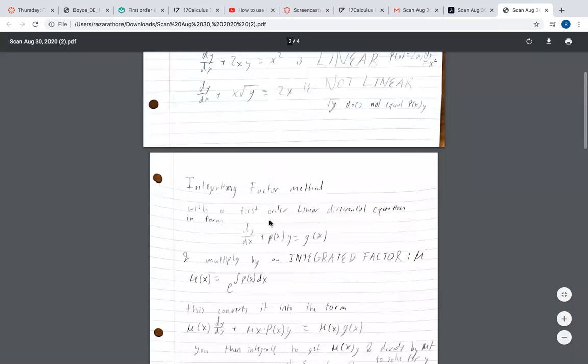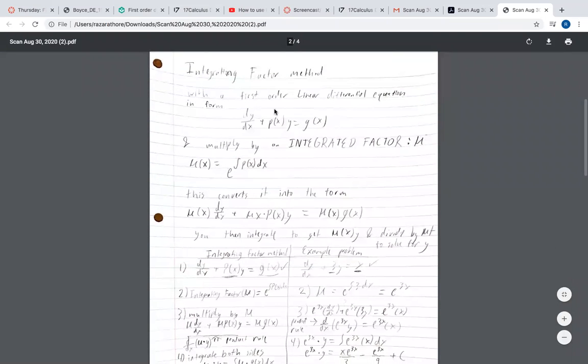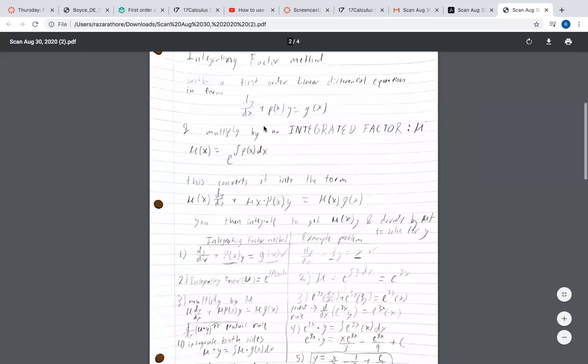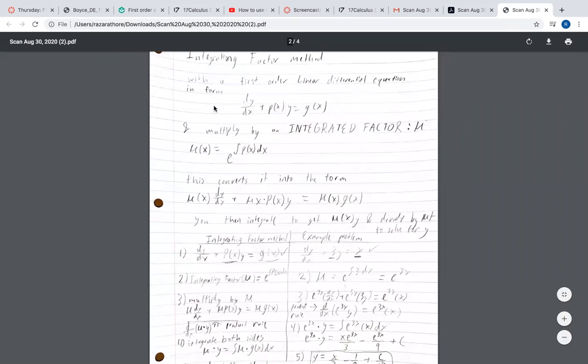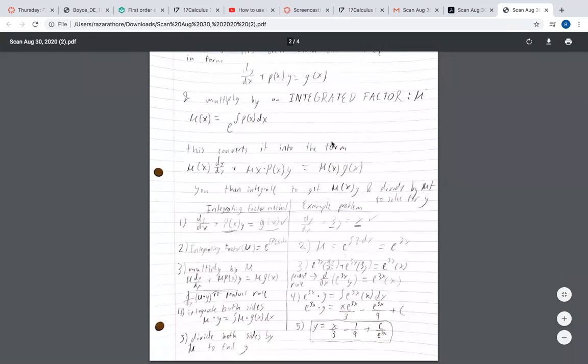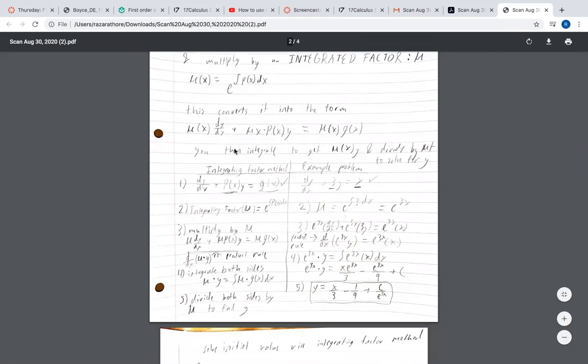That makes it nonlinear. So the integrating factor method is where you have your ODE in this form and multiply by an integrating factor u, where u(x) equals e to the power of the integral of p(x) dx. This converts it into a form where you multiply everything by u, and then you integrate to get u(x)y and divide by u(x). I put x instead of t, my bad. And then solve for y.